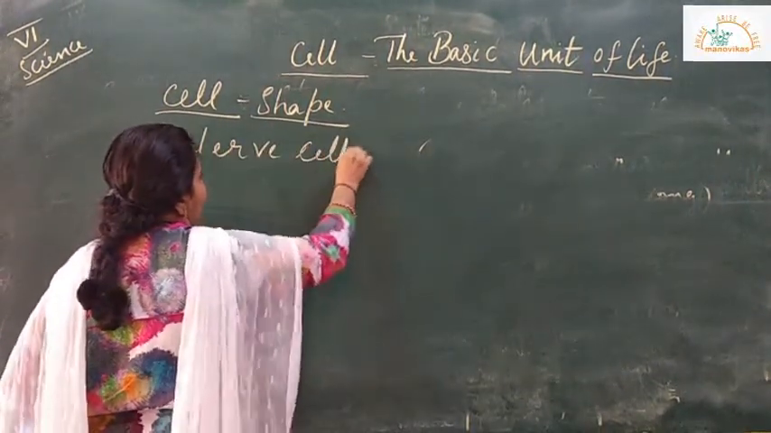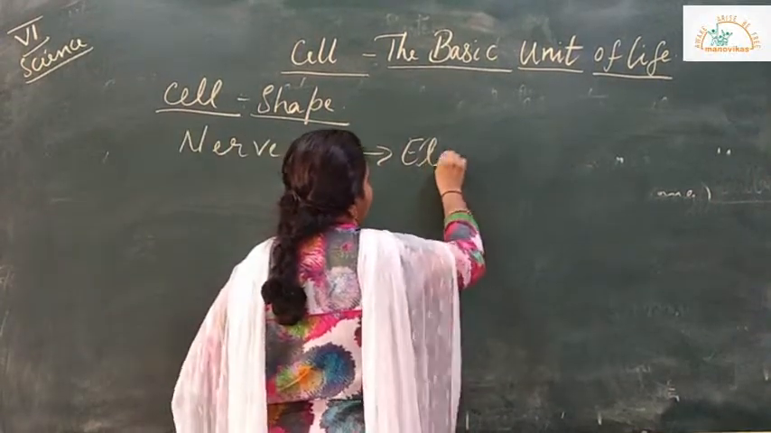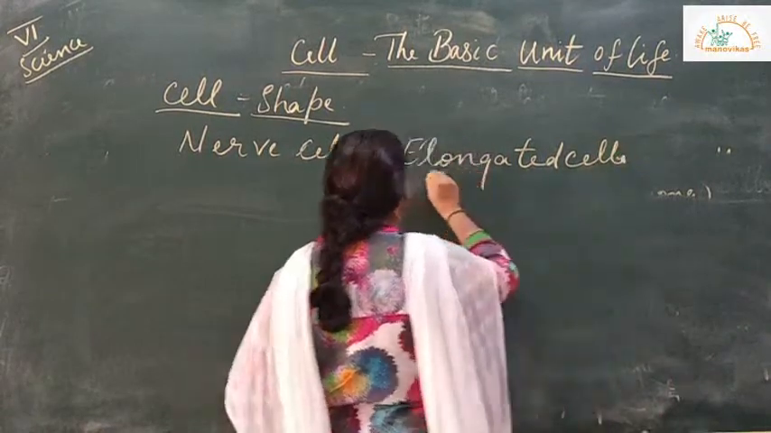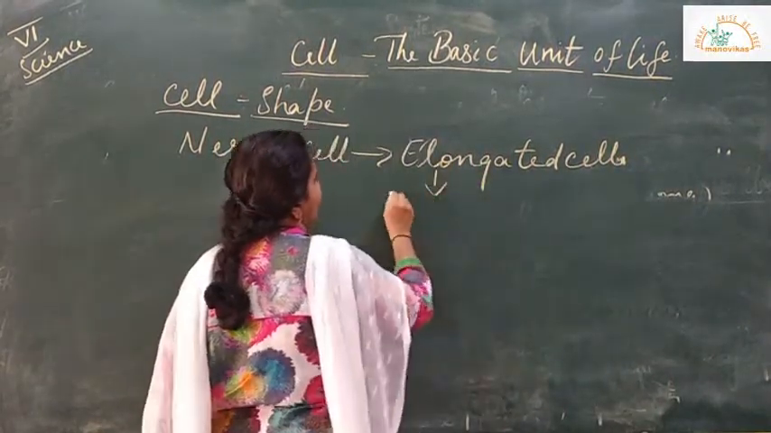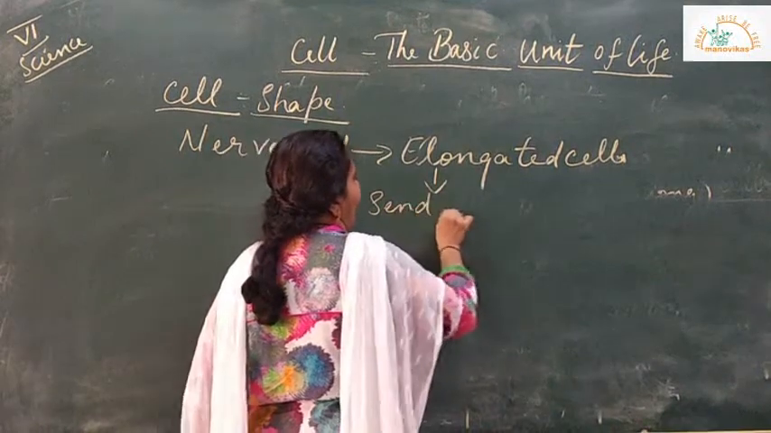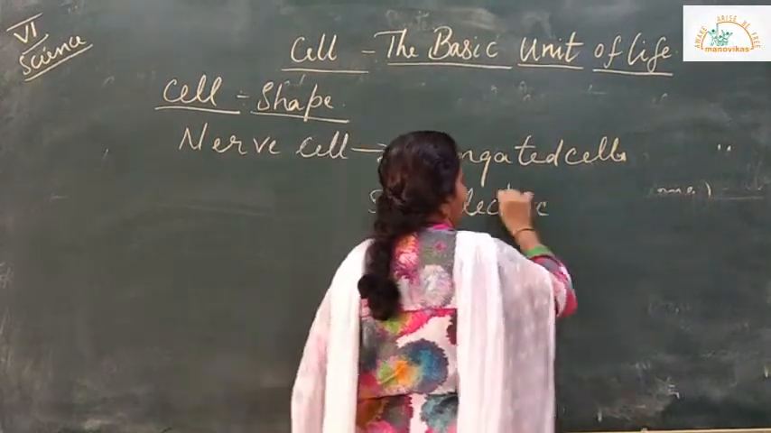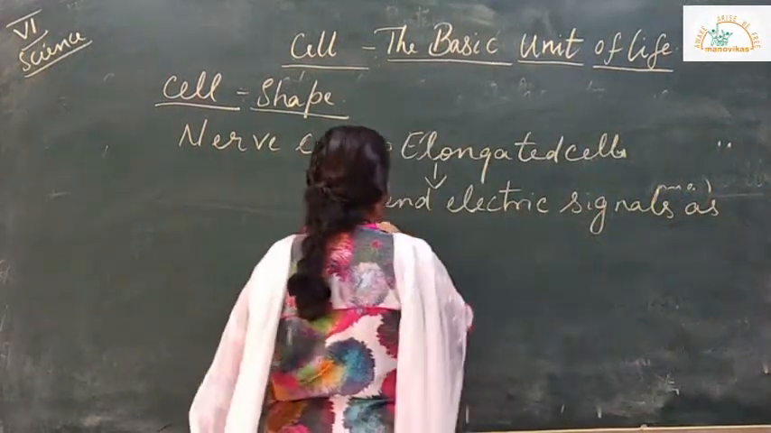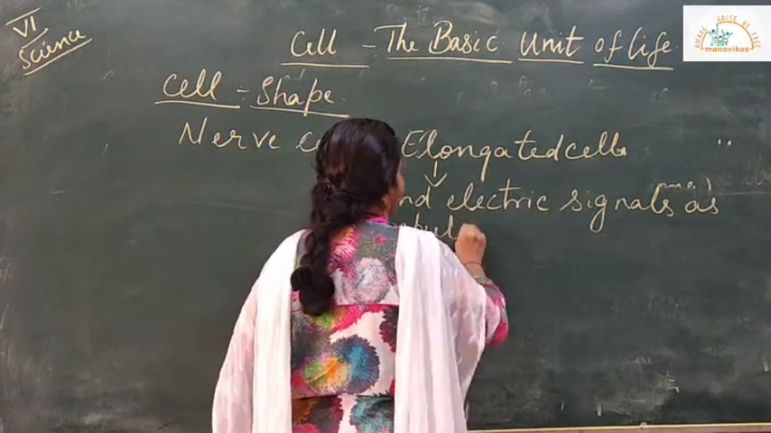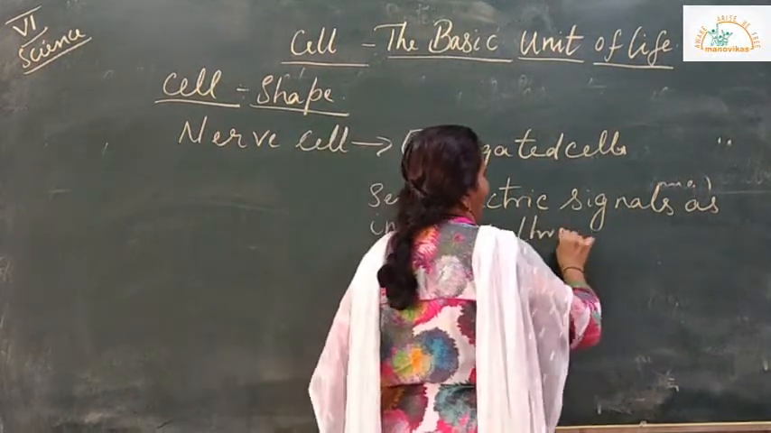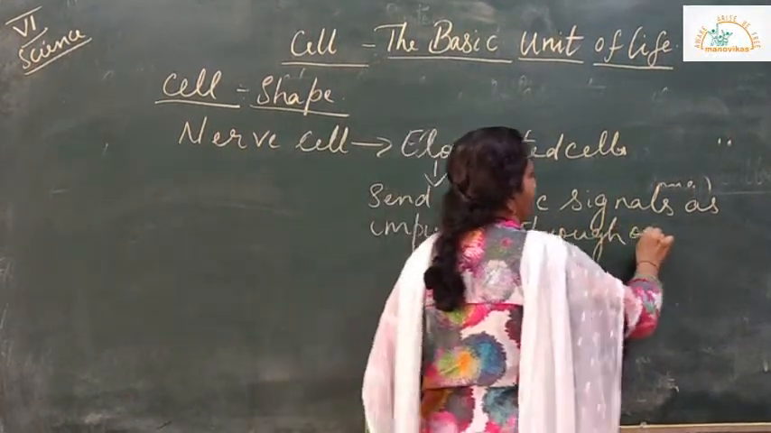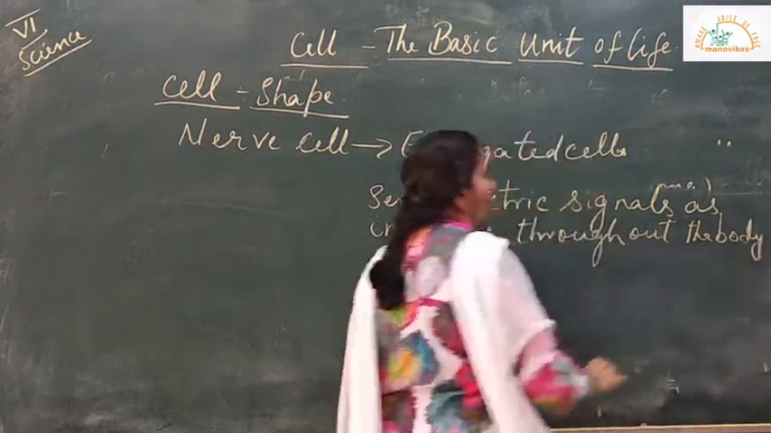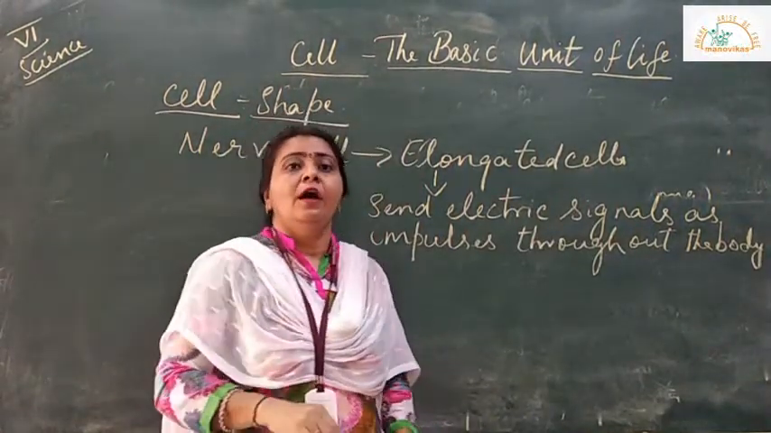Nerve cell, what is the shape? They are elongated cells. And what is the function of the cell? They send electrical signals as impulses, as messages, throughout the body. So that is the main function of nerve cells.